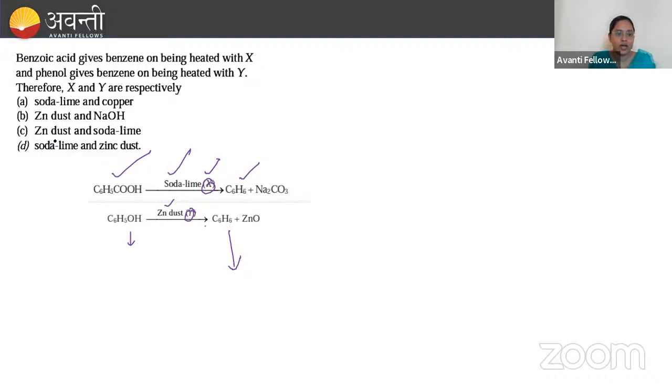So Zn dust and soda lime, where are the answer? Soda lime and Zn dust, that is option D. Remember these two reactions. When an acid reacts with soda lime, we get benzene, and phenol, if it reacts with zinc dust, will also give us benzene. Okay, any doubts? Okay, next reaction.